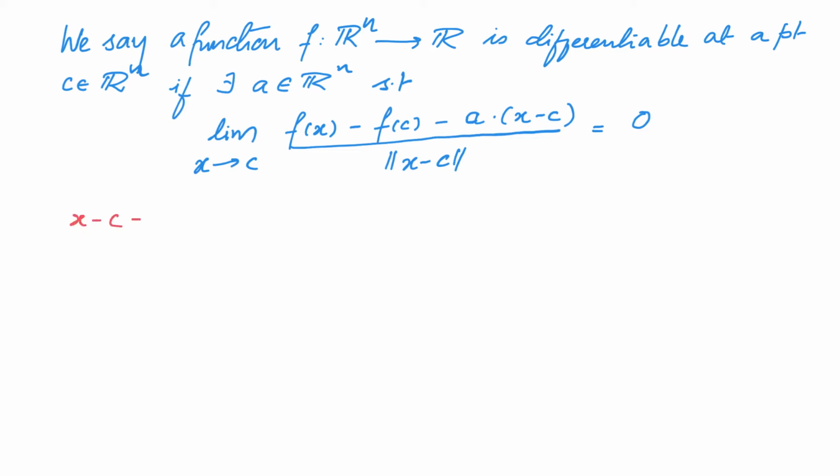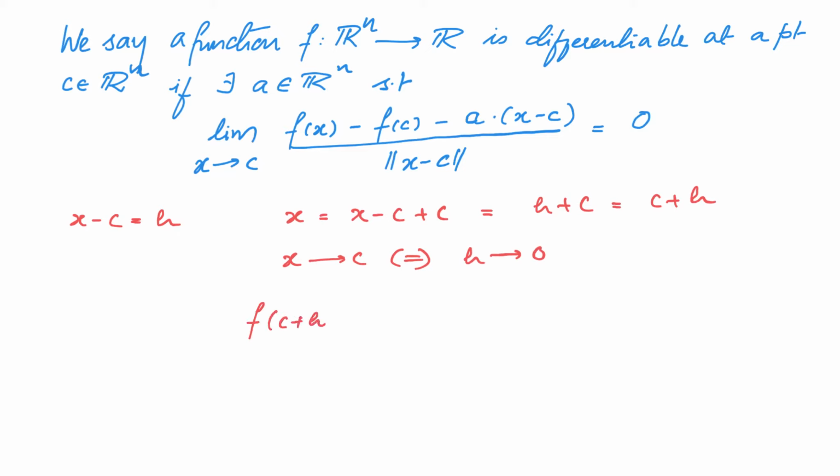Notice that if we denote x minus c by h, then x is equal to x minus c plus c, which is equal to h plus c, or in other words c plus h. Also notice that x tends to c is equivalent to h tends to 0. Therefore, f of x minus f of c minus a dot x minus c, which is equal to h, whole divided by norm of h. And limit x tends to c is the same as limit h tends to 0. Therefore, the above limit can be restated in this manner.